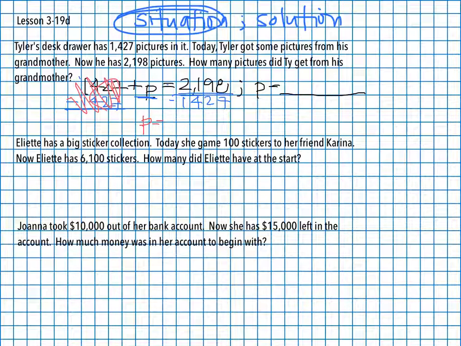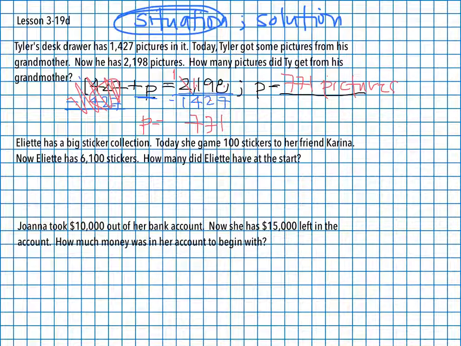Now we have to solve this. 8 minus 7 is 1. 9 minus 2 is 7. 1 minus 4 I cannot do because 1 is smaller than 4. I go to my neighbor. 2 becomes 1. 1 becomes 11. 11 less 4 is 7. So the number of pictures Tyler gets from Grandmother would be 771, and we want to label that. He gets 771 pictures.